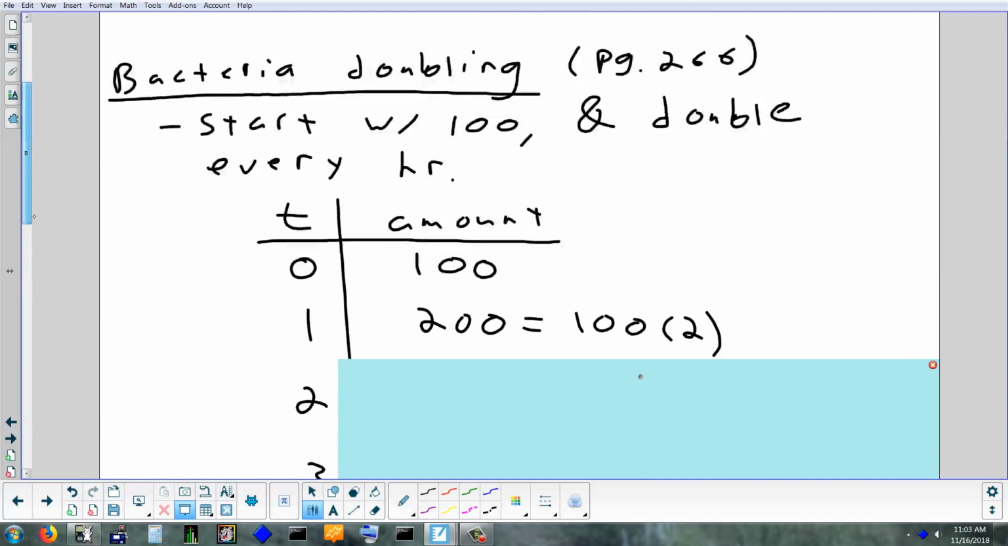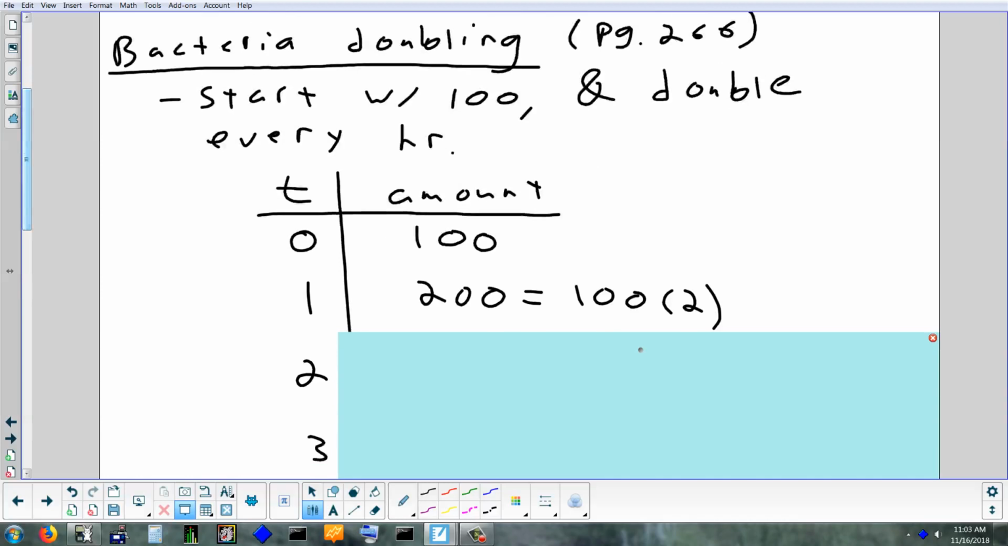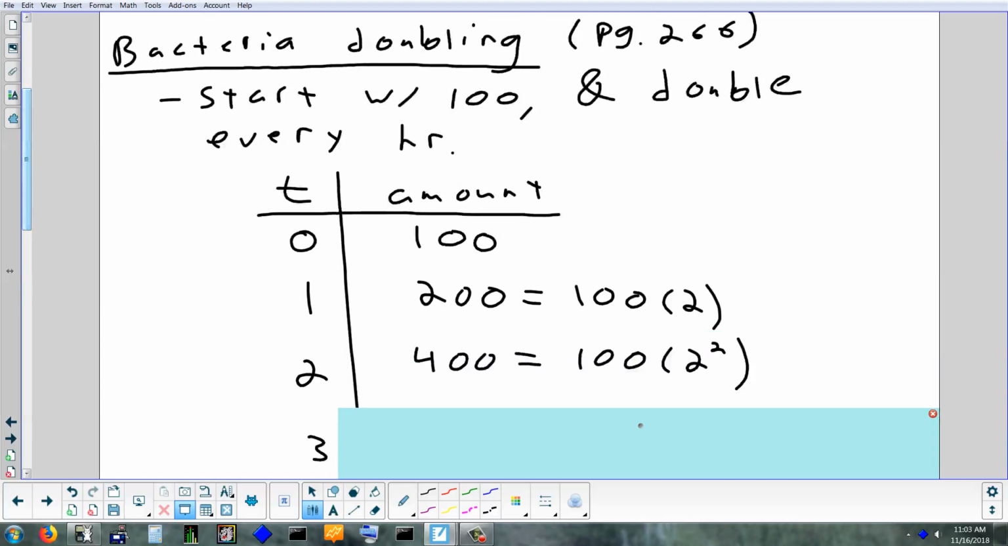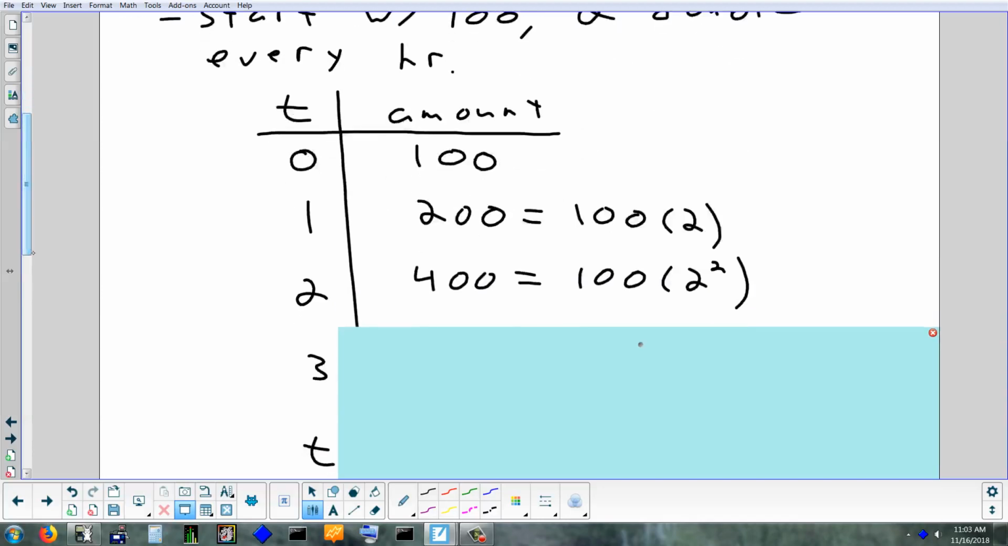Right? How about after 2 hours? How much bacteria would I have? 400, which, again, I'm going to write it as 100 times 2 to the second power. 2 to the second is 4. 4 times 100 is 400. Let's do one more. How many would I have after 3 hours? 16. That would be 4 hours. I missed one in there.